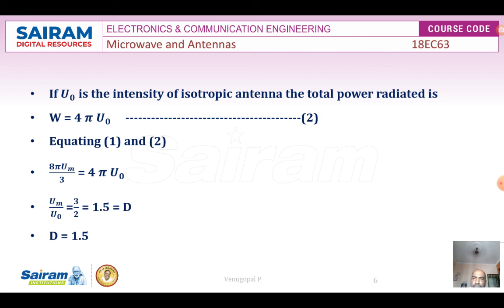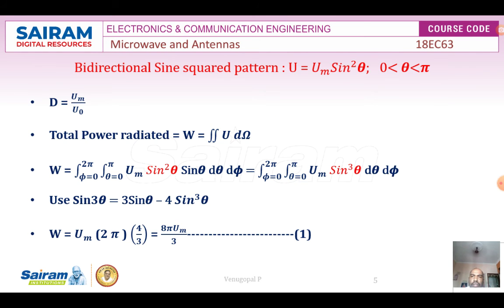1.5 is the directivity of the bidirectional sine squared pattern.